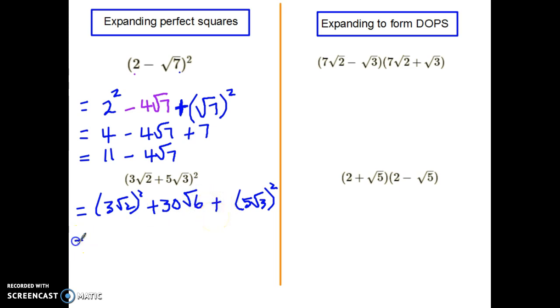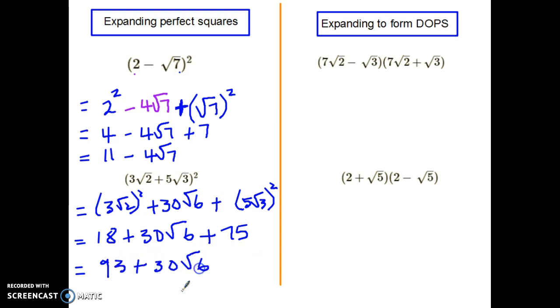Now expanding everything, root 2 squared is 2. 3 squared is 9. 2 times 9 is 18. Plus 30 root 6. Plus root 3 squared is 3. 5 squared is 25. 25 times 3, 75. Then neatening it all up, 18 plus 75, 93 plus 30 root 6.